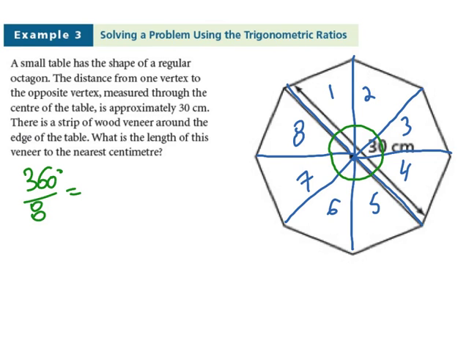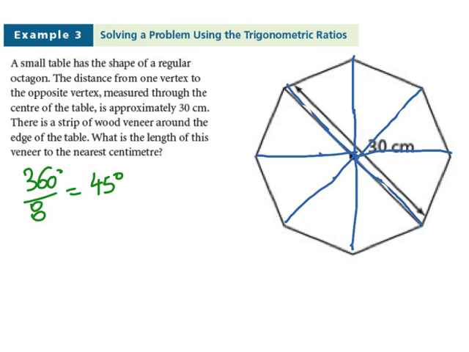And this answer is 45. So in the picture, it means that each of these angles is 45 degrees. And so on, and so on. All these angles are 45 degrees. Yet we still don't have a right angle triangle.